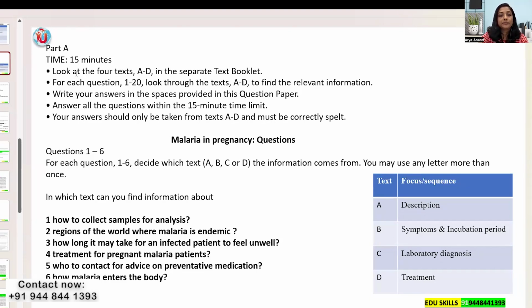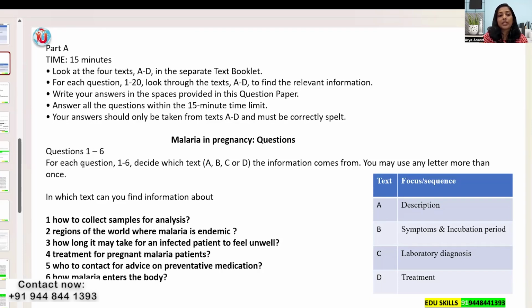So here, look at the four texts A to D in the separate text booklet. For each question 1 to 20, look through the texts A to D to find the relevant information. Write your answers in the spaces provided in this question paper. Answer all the questions within the 15-minute time limit. Your answers should only be taken from text A to D and must be correctly spelled.